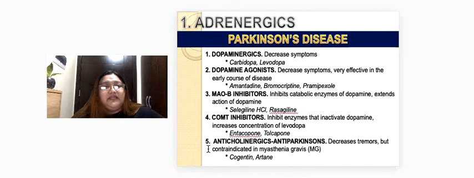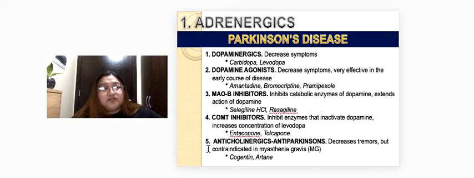Alright? MAO-B inhibitors. Monoamine oxidase type B inhibitors. They inhibit the enzymes which break down dopamine. Kaya tumatagal yung action ng dopamine. Selegiline and rasagiline. COMT inhibitors. Catechol-O-methyltransferase. Alright? Again, they inhibit the enzymes na nagpapa-inactivate sa dopamine. Therefore, nag-i-increase yung concentration ng levodopa when you give it with the drugs. Yun yung entacapone and tolcapone.